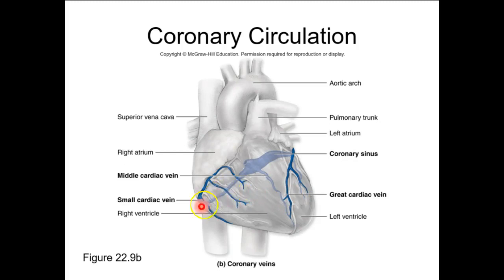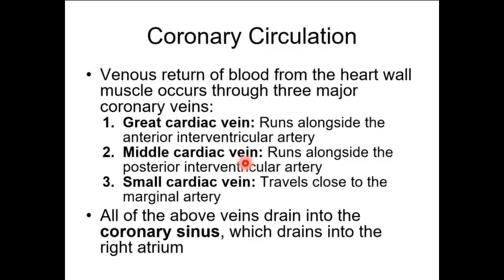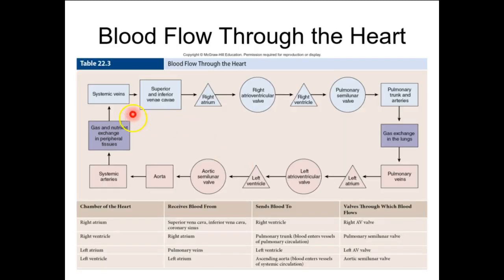And again, those drain to the coronary sinus, which drains right there to the right atrium. Okay, systemic veins, superior inferior vena cava, right atrium, right AV valve, right ventricle, pulmonary semilunar valve, pulmonary trunk to pulmonary arteries, gas exchange in the lungs, pulmonary veins, left atrium, left AV valve, left ventricle, aortic semilunar valve, aorta, systemic arteries, gas and nutrient exchange in the peripheral tissues, that is cellular respiration. And back to systemic veins and the superior and inferior vena cava.